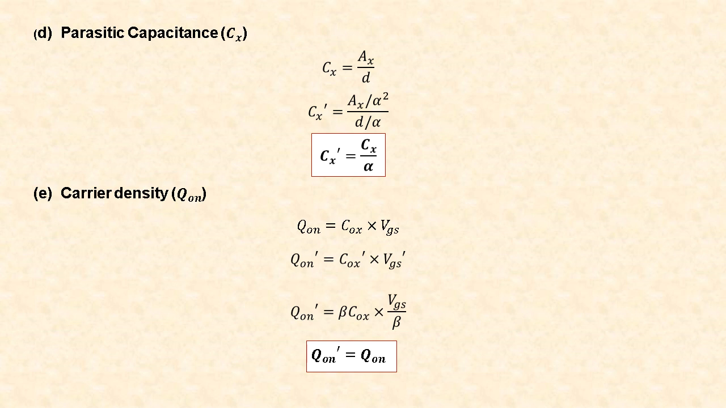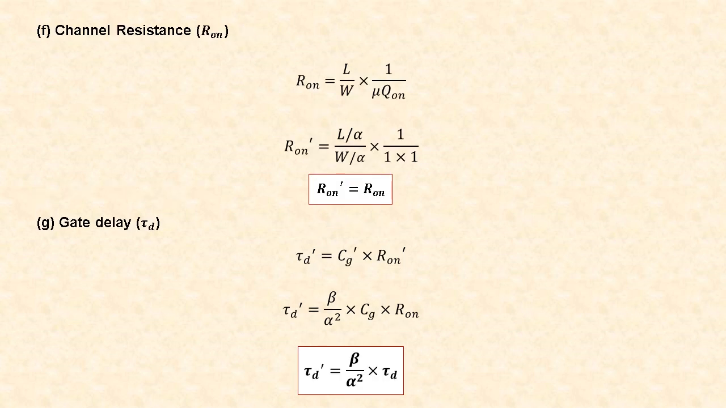Next, the carrier density Q on. Q on is equal to oxide capacitance into gate to source voltage. The scaled oxide capacitance is equal to beta into Cox and the scaled voltage is equal to VGS by beta. So we have Q on dash is equal to Q on, since beta cancels out. That is no scaling. Next, the channel resistance. The channel resistance is equal to L by W into 1 by mu into Q on.